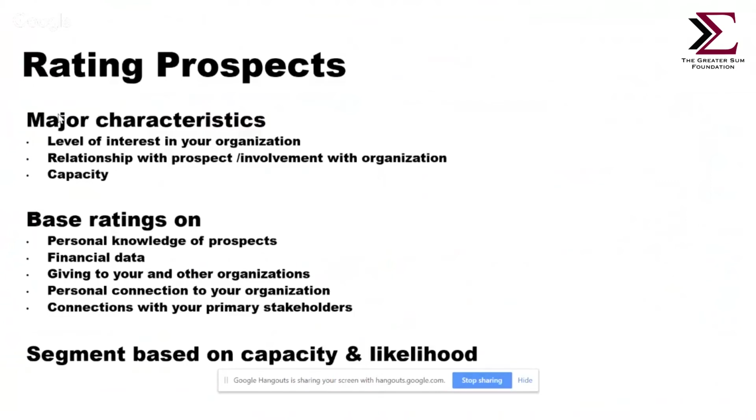Okay, so the major characteristics are they have some level of interest in your organization. Another characteristic of a great prospect is that they have a relationship with someone involved in your organization already. And the third one is that they have some kind of a capacity, that they have the ability to give. You can base these ratings on personal knowledge, right? Getting to know someone personally, any sort of financial data that is available, which in this case, I think means have they given to your organization previously? What can you find out about them, say, via Google, or if you are using a screening service?